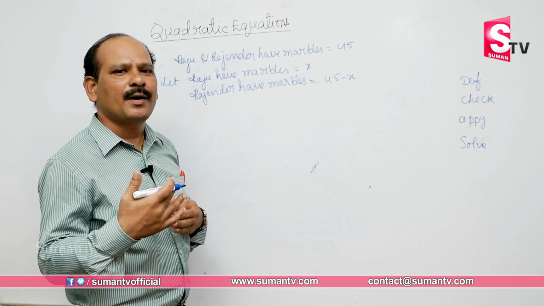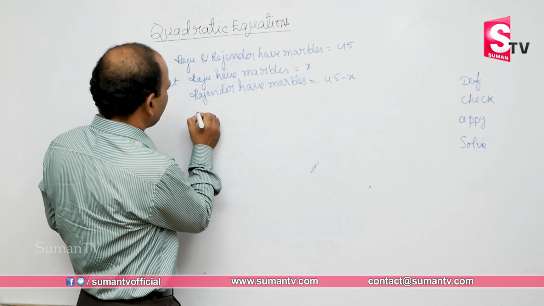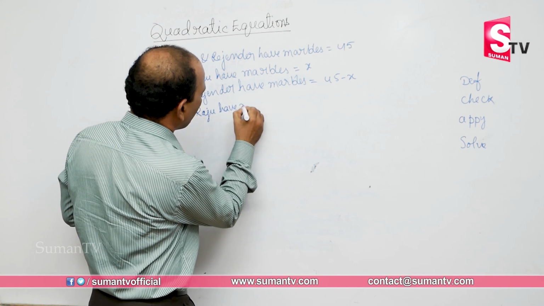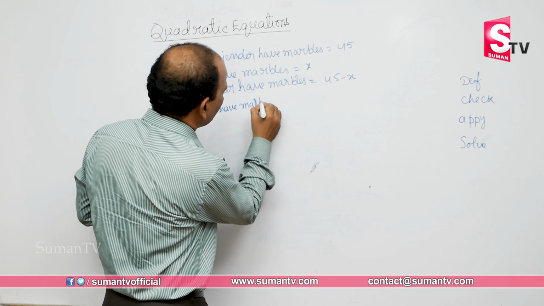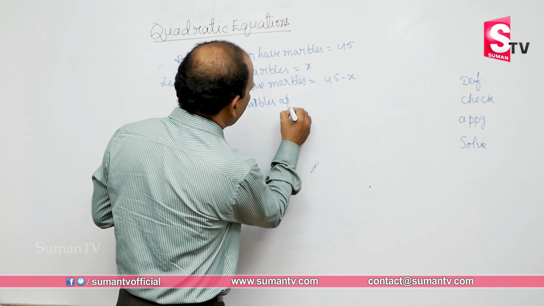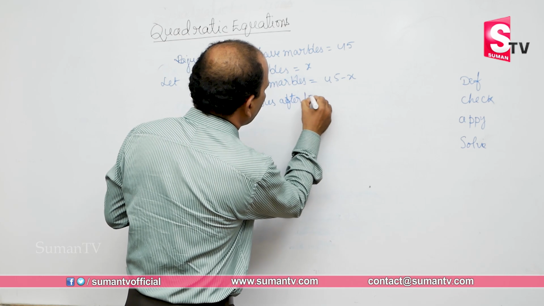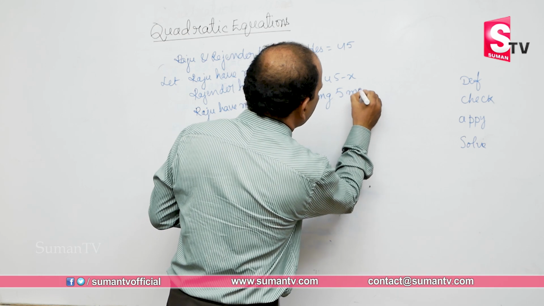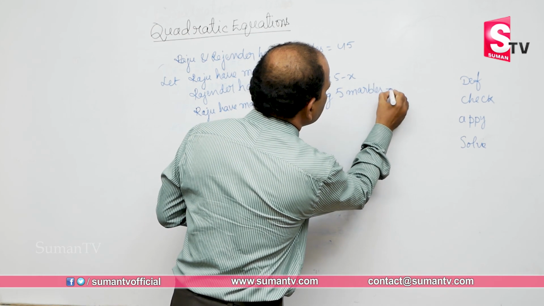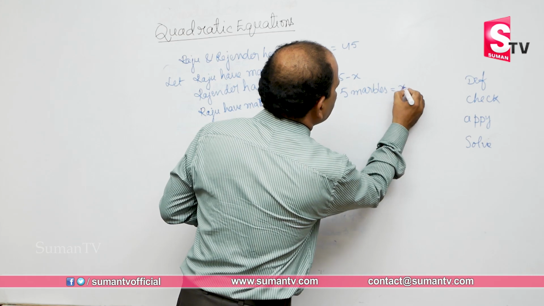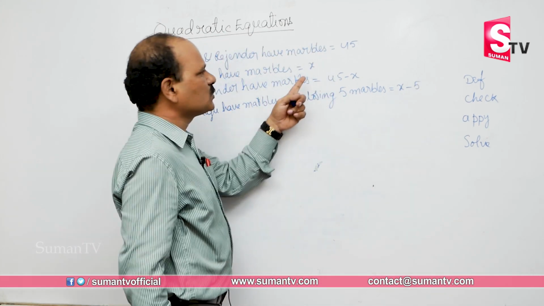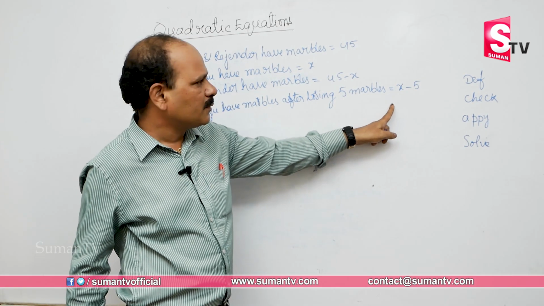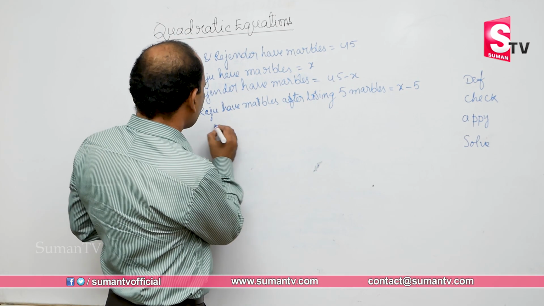After each one loses 5 marbles, Raju has marbles after losing 5 marbles equal to X minus 5. Why? Because he is losing 5 marbles from X. So Raju has X minus 5 marbles after losing 5 marbles.